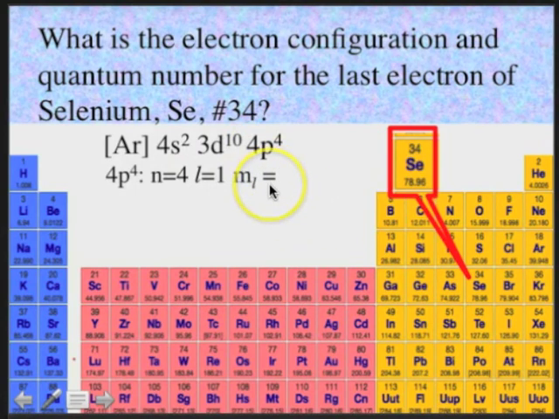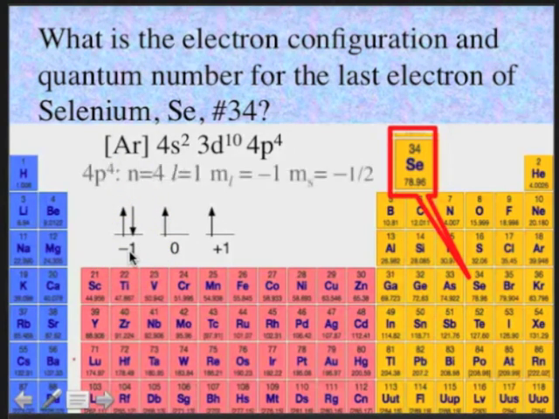Now we're ready to figure m sub l and m sub s. We have 4 electrons to put in. 3 go into each of the degenerate orbitals, m sub l equals -1, 0, and +1. For the fourth, it begins to pair up with a spin going down, or a -1/2 spin, in m sub l equal to -1. So that's going to be n equals 4, l equals 1, m sub l equals -1, and m sub s equals -1/2.